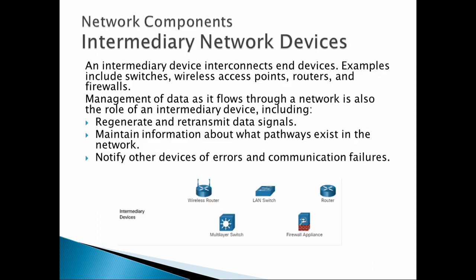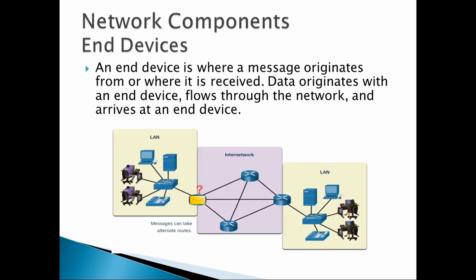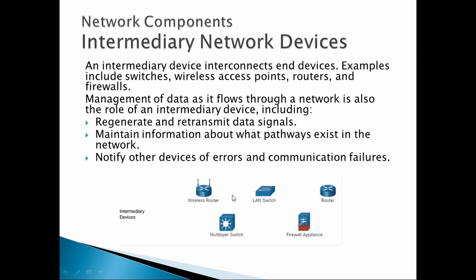Then intermediary network devices. Intermediary network devices are the ones like, in this network, switches and routers. These are routers, these are switches which connect the end devices so that they can communicate with each other, and are known as intermediary devices in the network. An intermediary device interconnects the end devices, for example switches, wireless access points, routers and firewalls. Management of data through a network is also the role of intermediary devices.